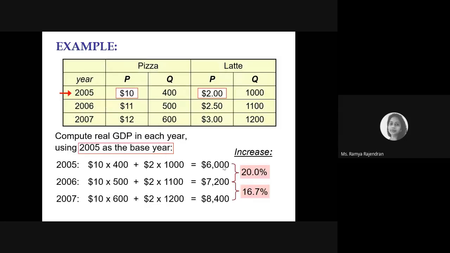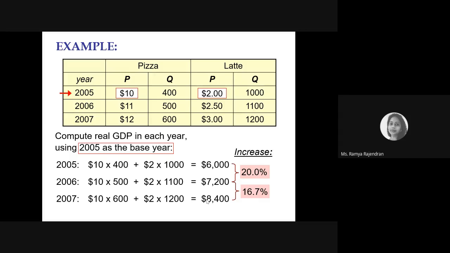When you compute the real GDP here, we are taking the base prices as $10 for pizza and $2 for latte from 2005. The quantity is going to change for each of the years, but the prices of each product are going to remain the same. So we get 6,000 because we're using the same price list in 2005, but in 2006 we get 7,200, and for 2007 it is 8,400, which is less when compared to the nominal GDP.